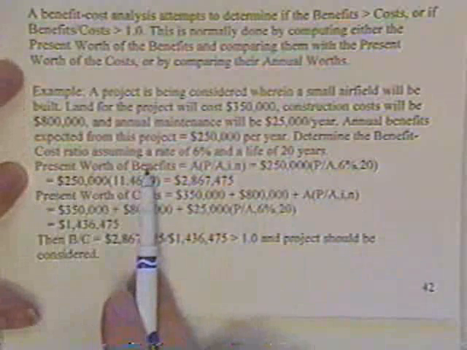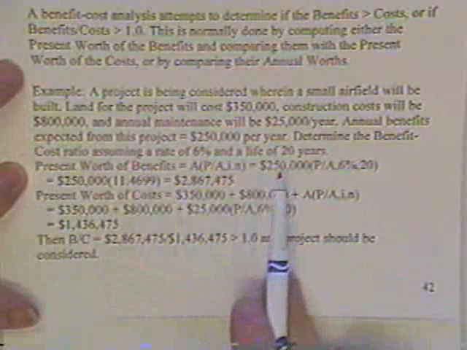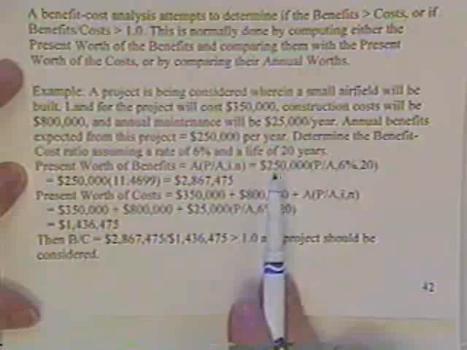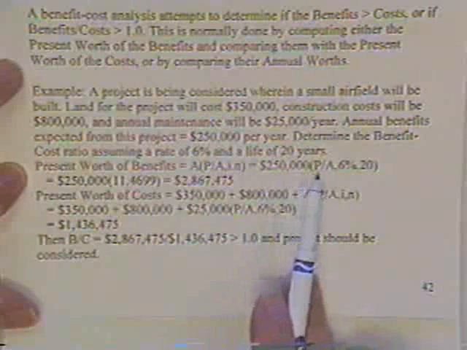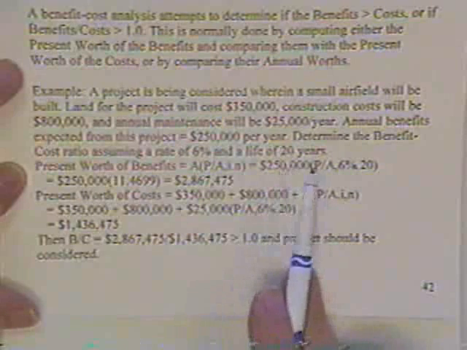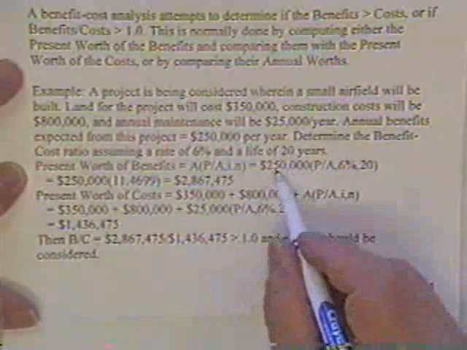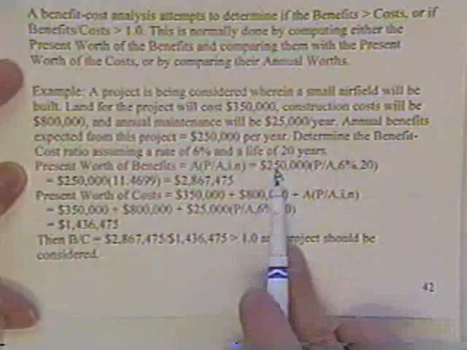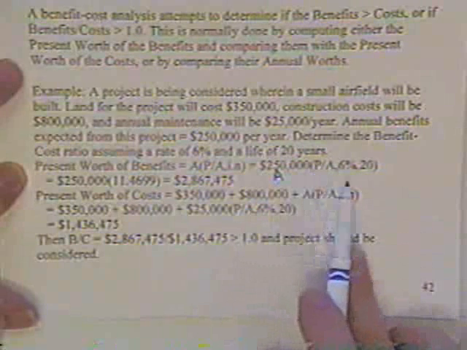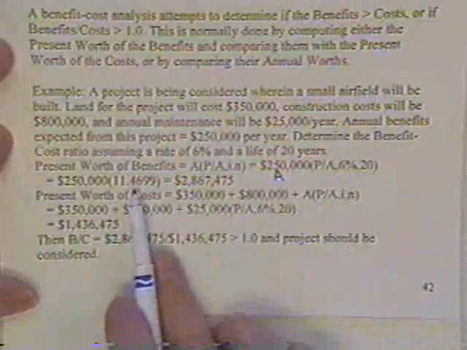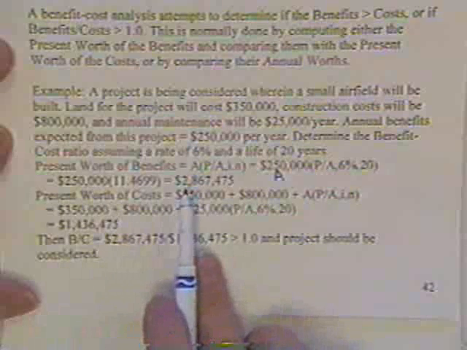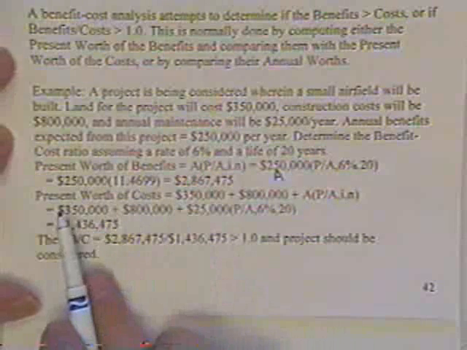Here are your present costs of your benefits. The present worth of the benefits is the only benefit you get, $250,000 a year times P over A. Why P over A? Because this $250,000 was an annual amount. A cancels A, leaving you with P at 6% for 20 years. Man, I'm getting good at this. It's worth $2 million.